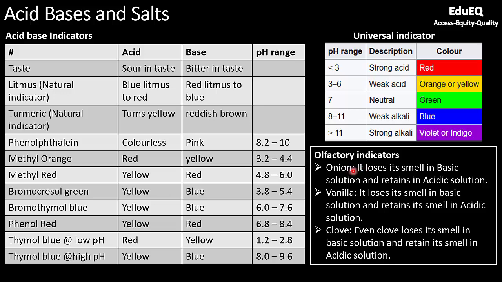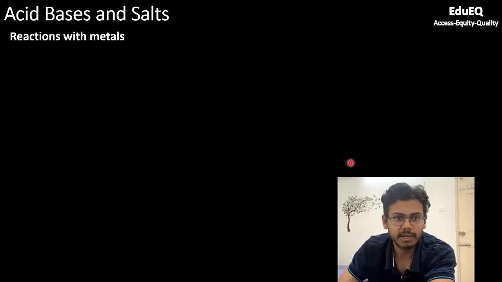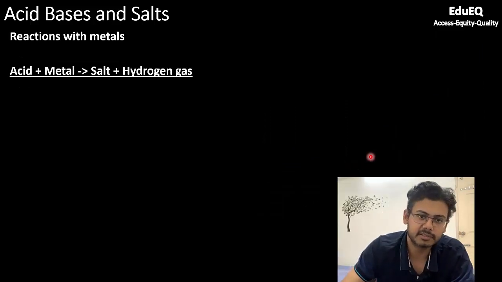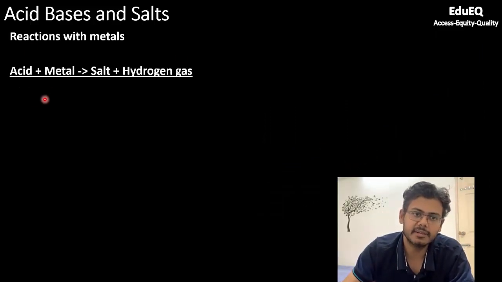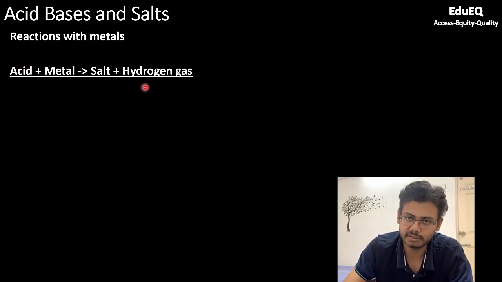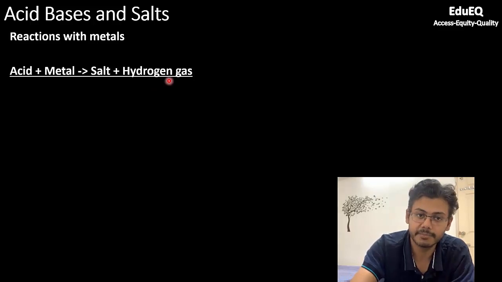If it's an acid, all three will retain their smell, and if it's a base, they will lose their smell. Okay. Moving on to the next part, which is reaction with metals. Generally, acid will react with metal to give a salt and release hydrogen gas. How do you identify whether the compound is an acid or not? You react it with metal, and then you can bring a matchstick near the test tube or the beaker where you are doing the test, and if it burns with a pop sound, which is the characteristic of hydrogen gas, you know that it's a reaction with acid.